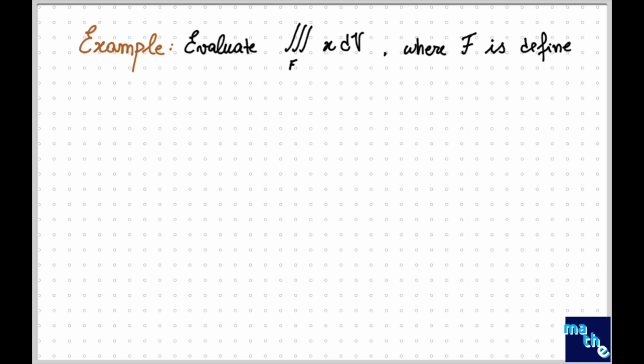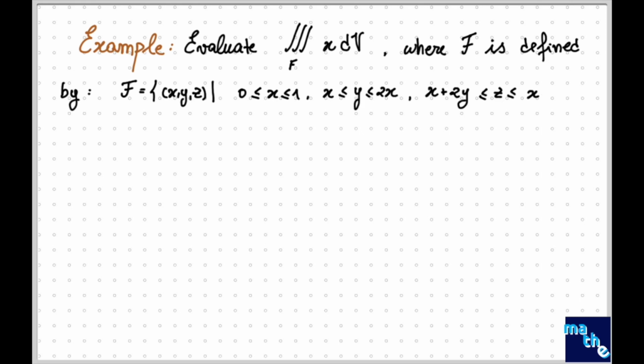Okay, let's check out an example. Here, we are asked to evaluate the triple integral of the region f over the function x, where f is defined in x, y, and z, and x is bound between 0 and 1, y is bound between x and 2x, and z is bounded between x plus 2y and x plus y.